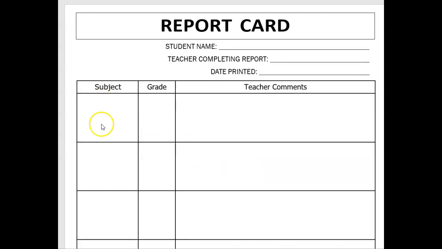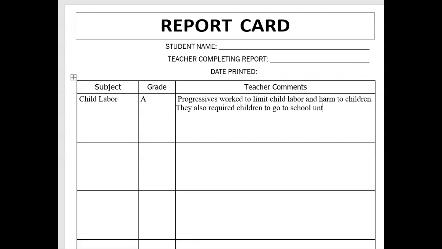So you're going to tell me which three you choose in each of these boxes, one, two, three, and then you're going to give me a grade on how progressives did in that area. So if you choose, let's say, child labor, you would give me the letter grade here. So you might say, oh, I give them an A because progressives worked to limit child labor and harm to children. They also required children to go to school until a certain age before they could start working.